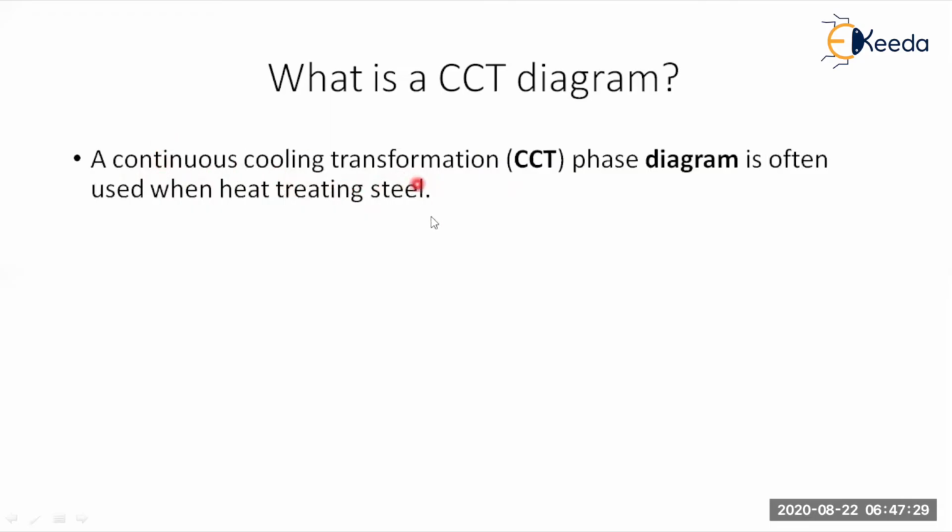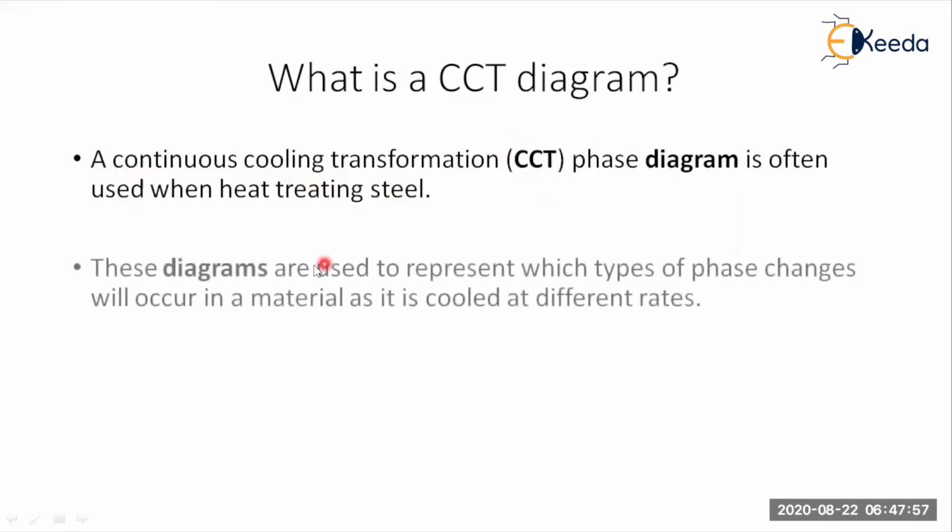The earlier diagram, suppose you observe the TTT diagram, the time temperature transformation diagram, gives the information at a constant temperature. But here we will get the different phases, the different transformations, with continuous cooling. So that is the main difference between the TTT and CCT phase diagrams.